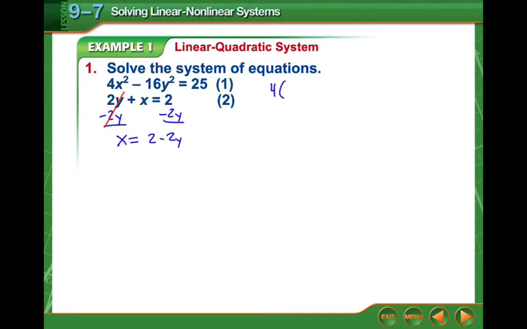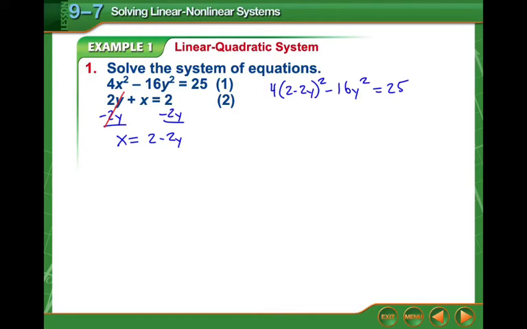So we're going to substitute this binomial for x into the first equation. So 4 times (2 minus 2y) squared minus 16y squared equal to 25. And you might be thinking, oh man, we have a y squared, that's going to make things harder to solve, but it's not that bad, I promise.